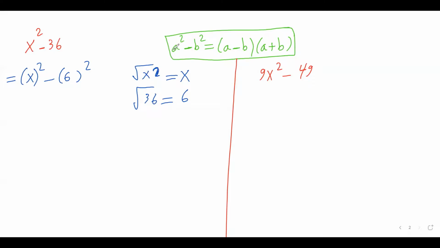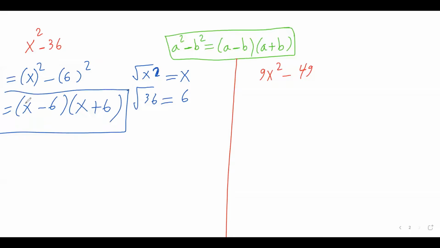And this is just a square minus b square. First term square minus second term square. I mean the square root of the first term and square root of the second term. And I can use this identity and say this equals x minus 6 times x plus 6. This is the factored form of this expression. That's how we use difference of squares. Let's do the second one.